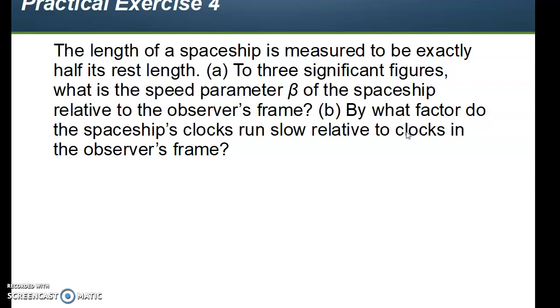So the length of a spaceship is measured to be exactly half its rest length. To 3 significant figures, what is the speed parameter beta of the spaceship relative to the observer's frame? By what factor do the spaceship's clocks run slow relative to the clocks in the observer's frame? So we have a length one here, and we also have a time one here. And I'll go to the next video to go through that problem.